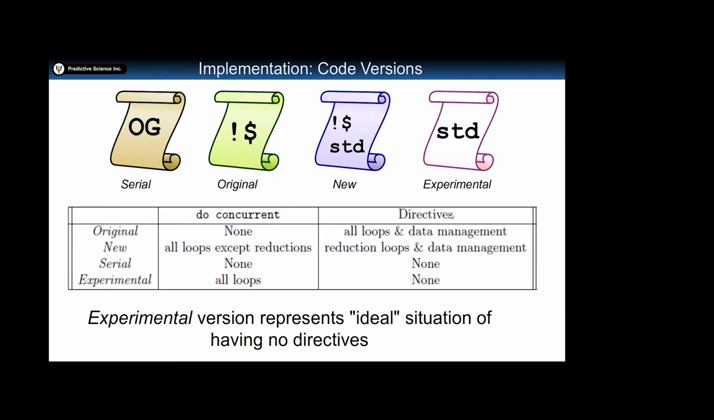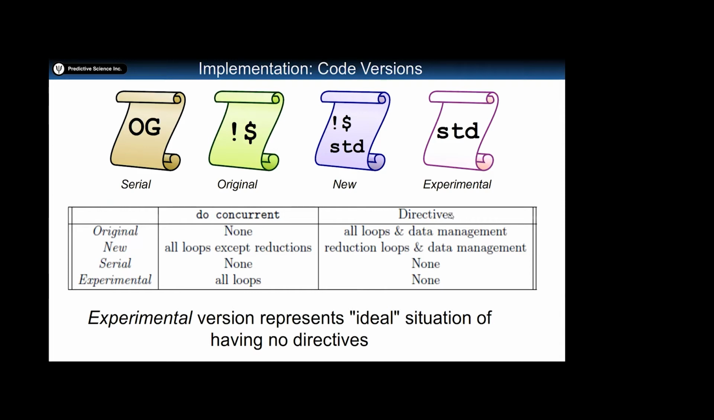4 versions of the code. So we have our original code, which is using the directives, like I said before. We have a serial code just for a check where we don't have any directives at all, just do loops. What we call here the new code is where we have sort of a spec compliant version.